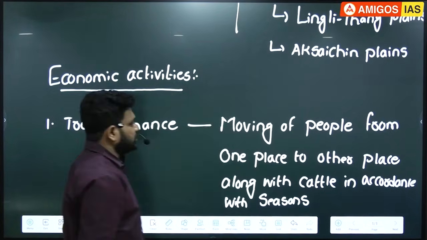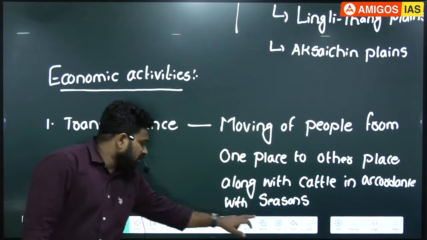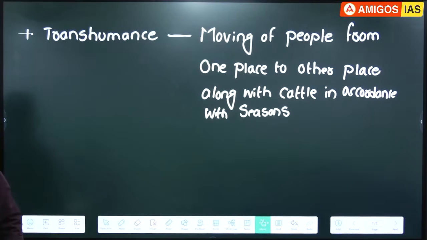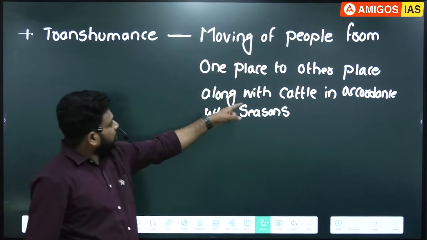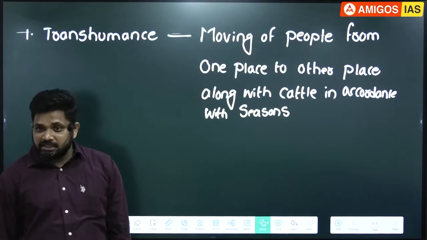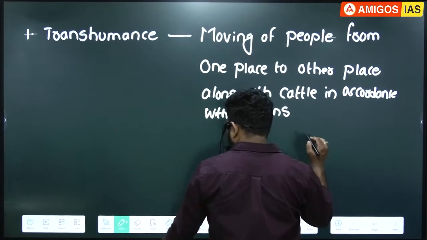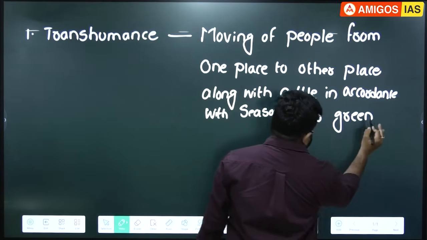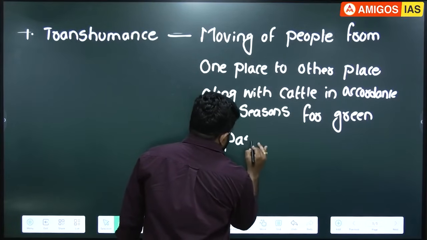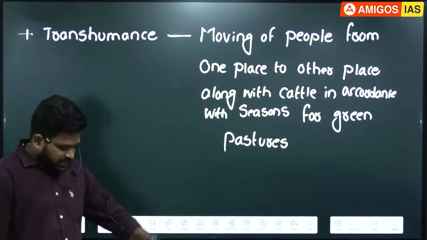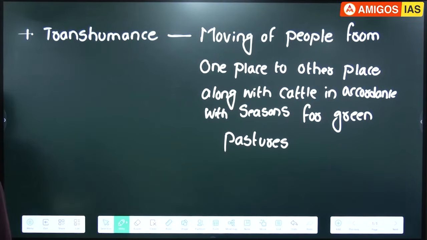In accordance with seasons. That is the literal meaning of transhumance: moving of people from one place to other place. Now the people are moving along with whom? Along with their cattle in accordance with seasons. For what? For green pastures. Pastures are nothing but grass, gaddi.